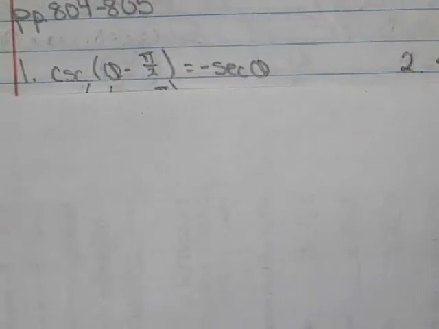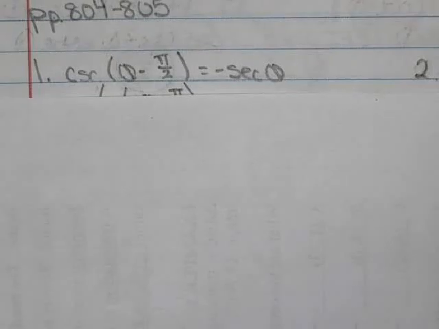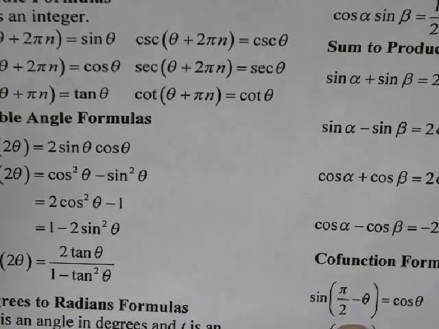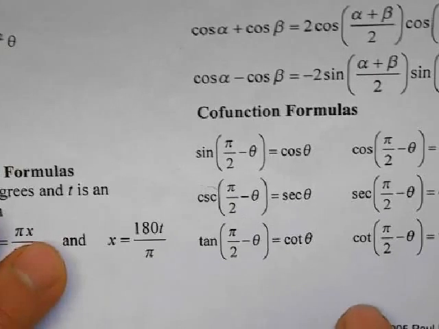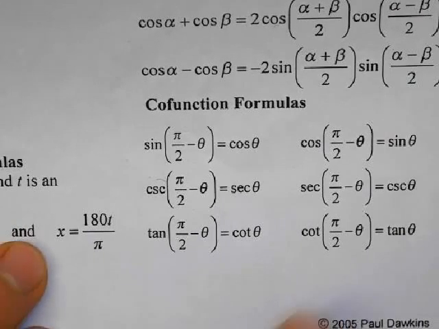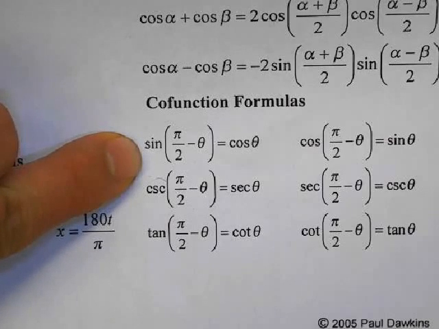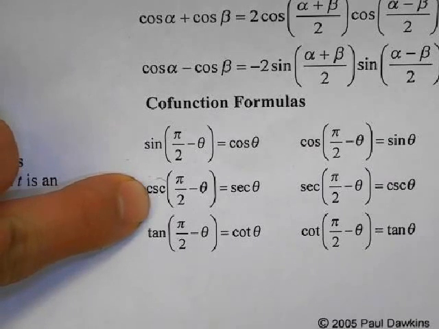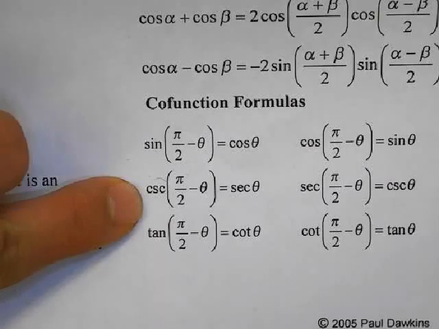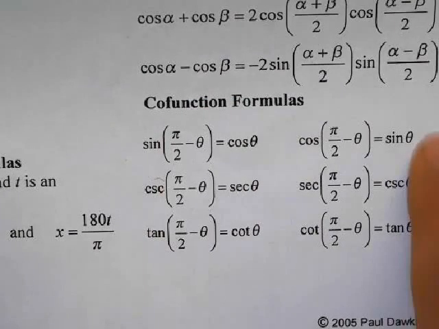So here we have the cosecant of theta minus pi over 2 equals the negative secant of theta. Now, if you look at your formula sheet, anything with a pi over 2 minus theta is going to be a cofunction formula. Pi over 2 is 90 degrees, so sine of pi over 2 minus theta is cosine, cosecant of pi over 2 minus theta is secant. So we're going to use these cofunction formulas.